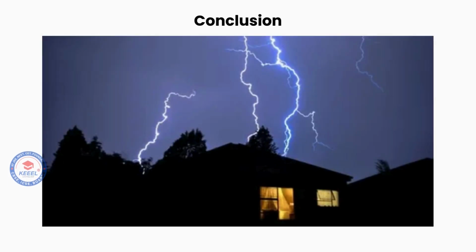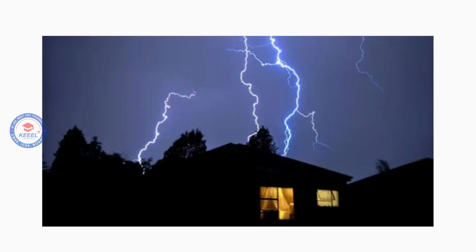Conclusion. Let's quickly remember what we learned today. Static electricity is created when objects are rubbed and charges build up. There are two types of charges, positive and negative. Like charges repel, opposite charges attract. We use an electroscope to detect electric charges.